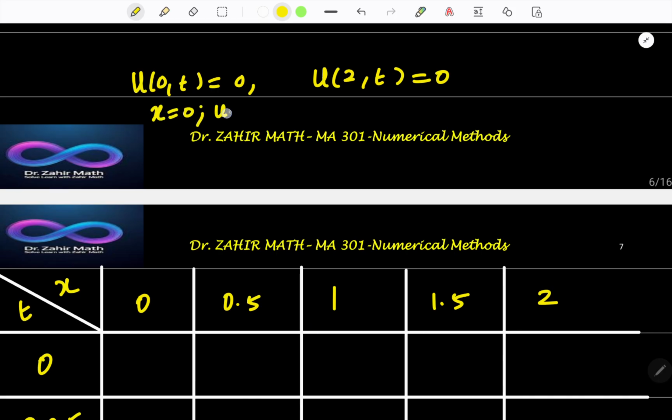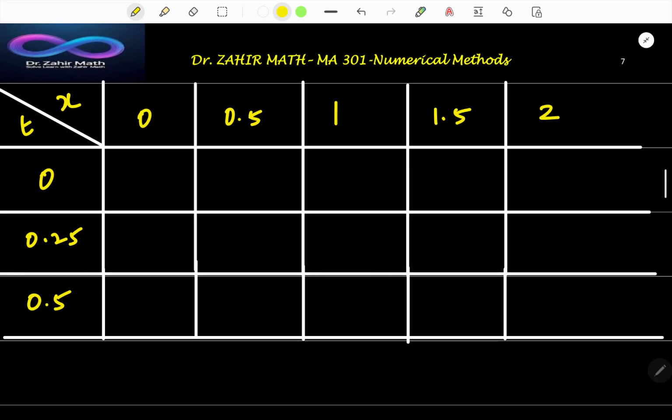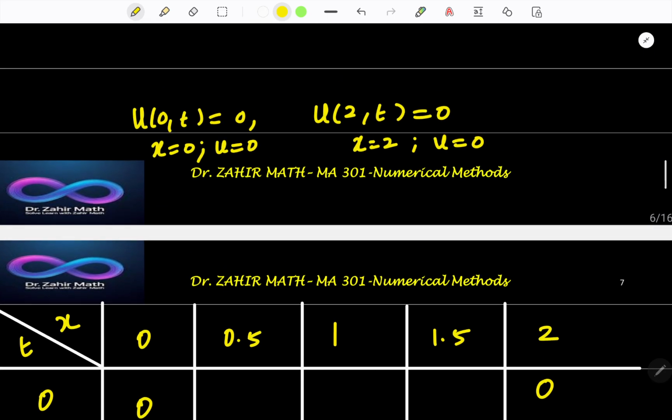It means at x equal to 0, the temperature u is 0. At x equal to 2, the temperature is 0. So for x equal to 0, in this column you are going to get 0, and for x equal to 2, the temperature is also equal to 0. Right? Yes. And the initial condition is what?